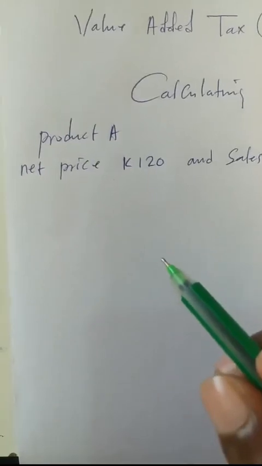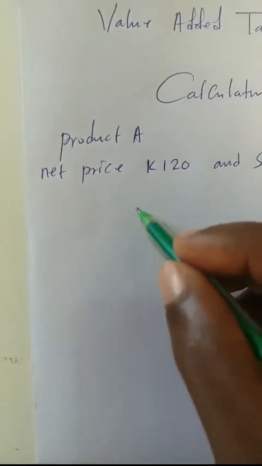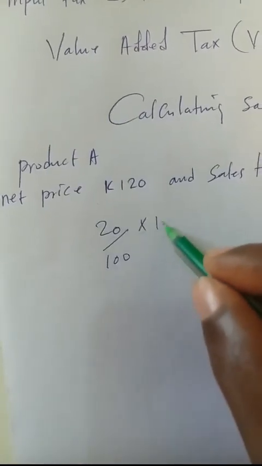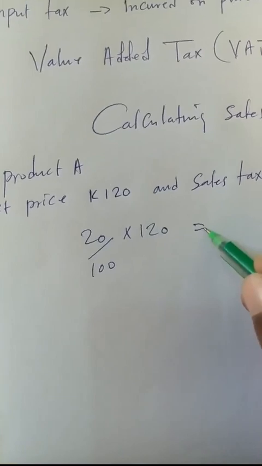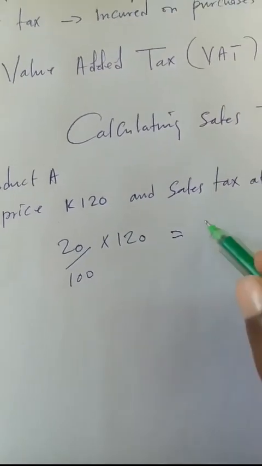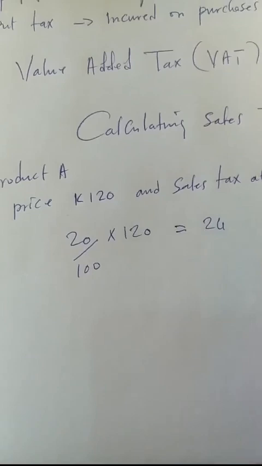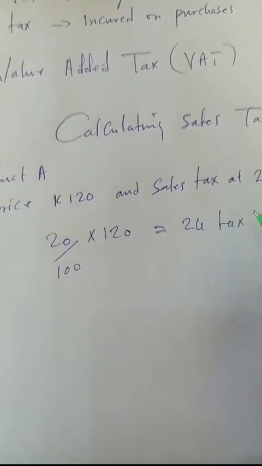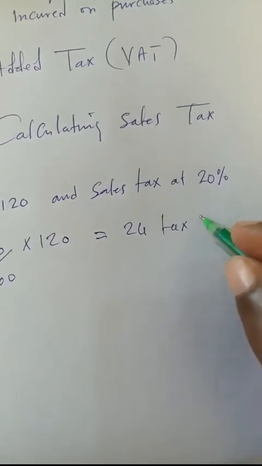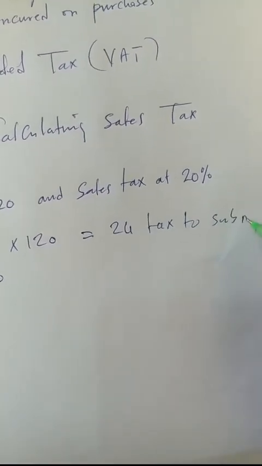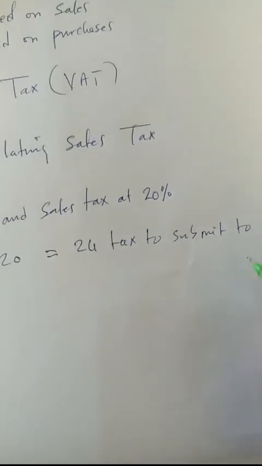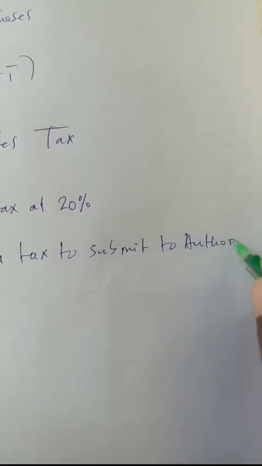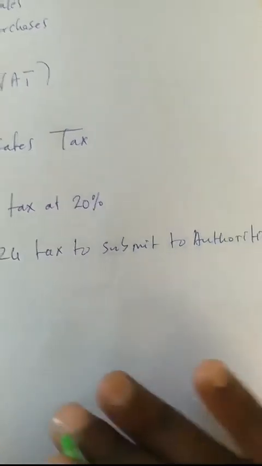So calculating sales tax, you are just going to say your rate 20% multiplied by 120. I'm sure this will give you 24, okay, 24. So this is your tax to submit to the tax authorities, different authorities according to the country, I mean.